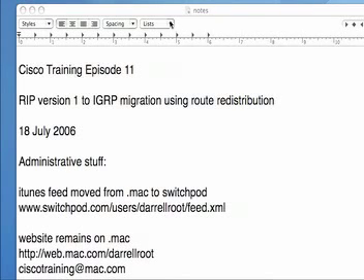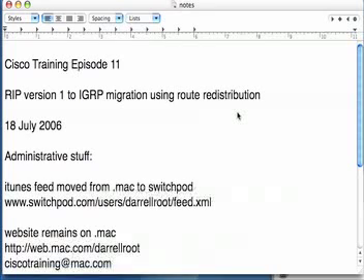This is Cisco Training with Darrell, episode 11. Today we're going to migrate from RIP version 1 to IGRP using route redistribution.